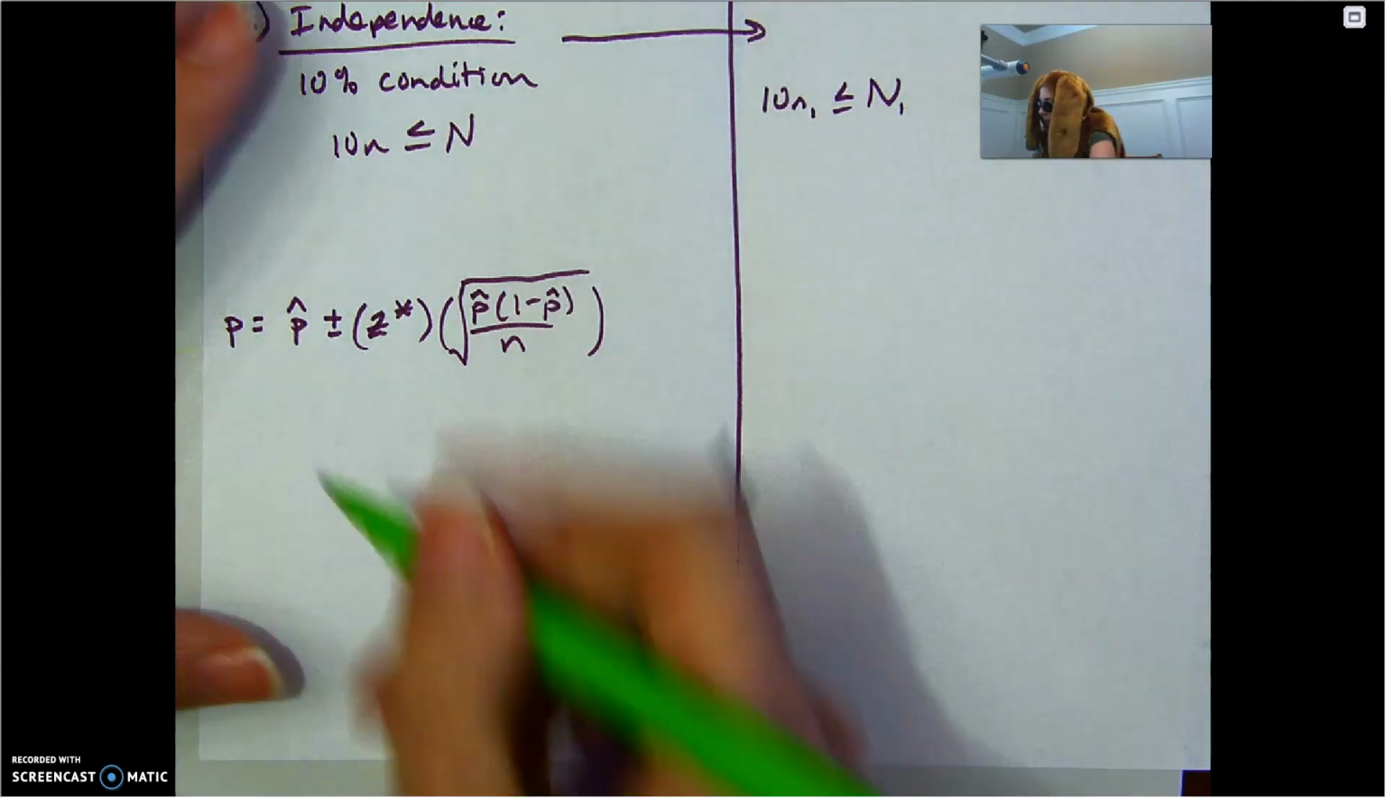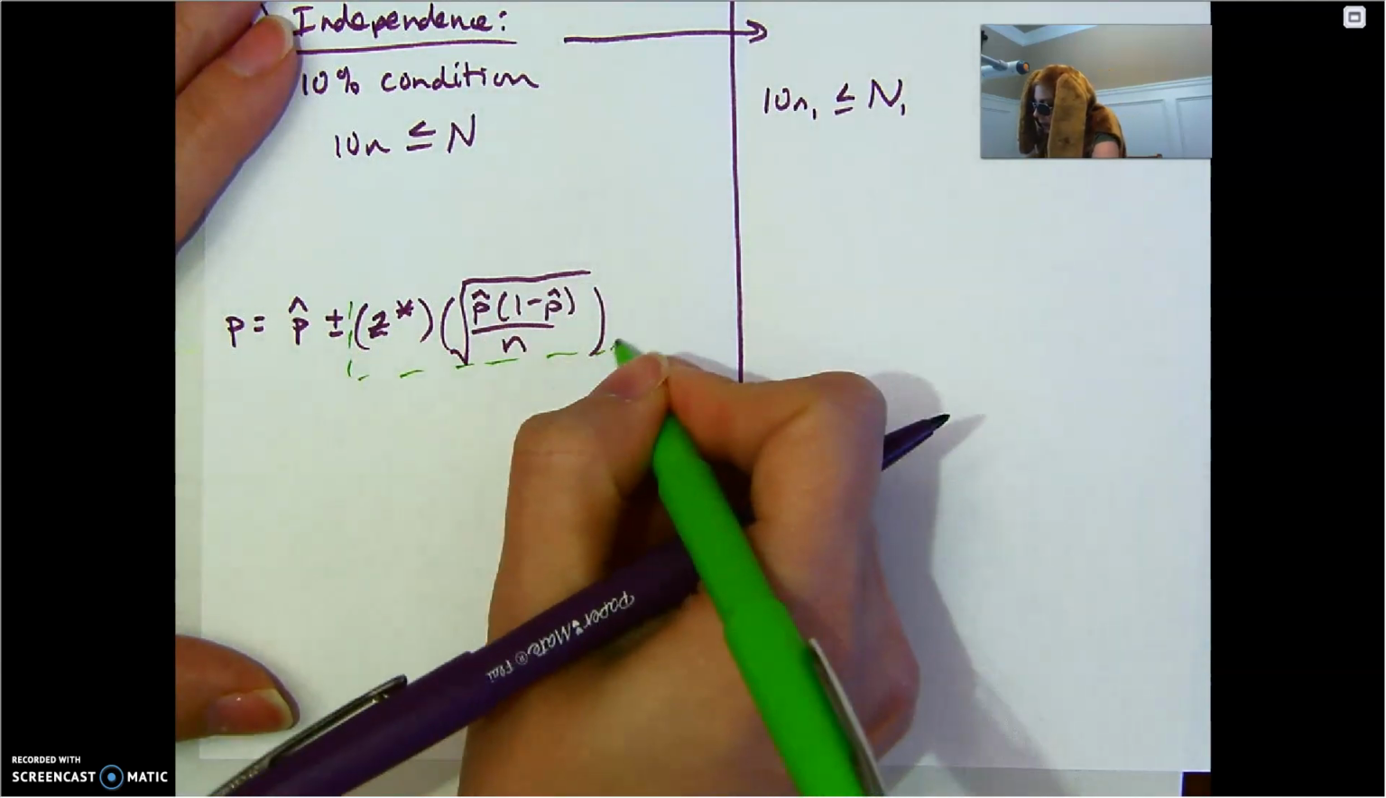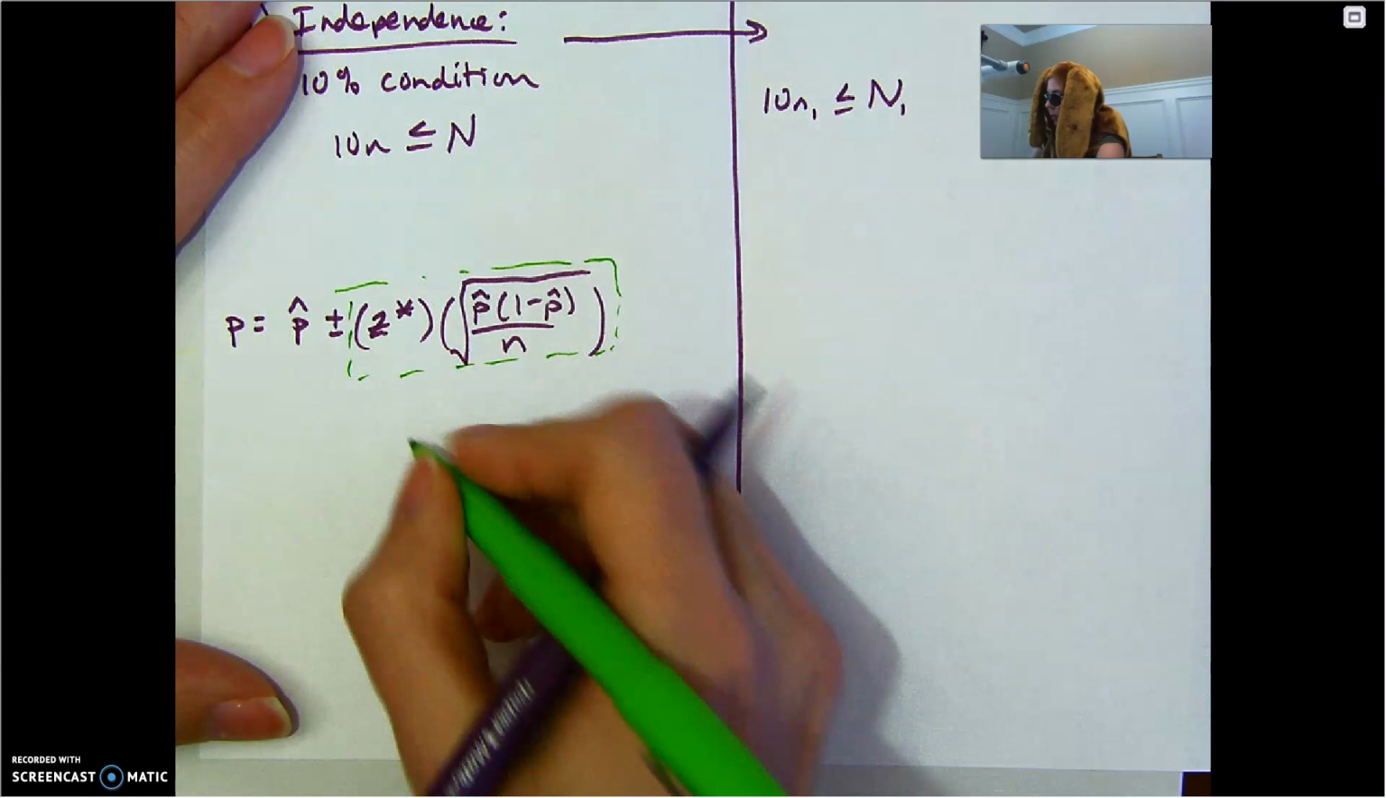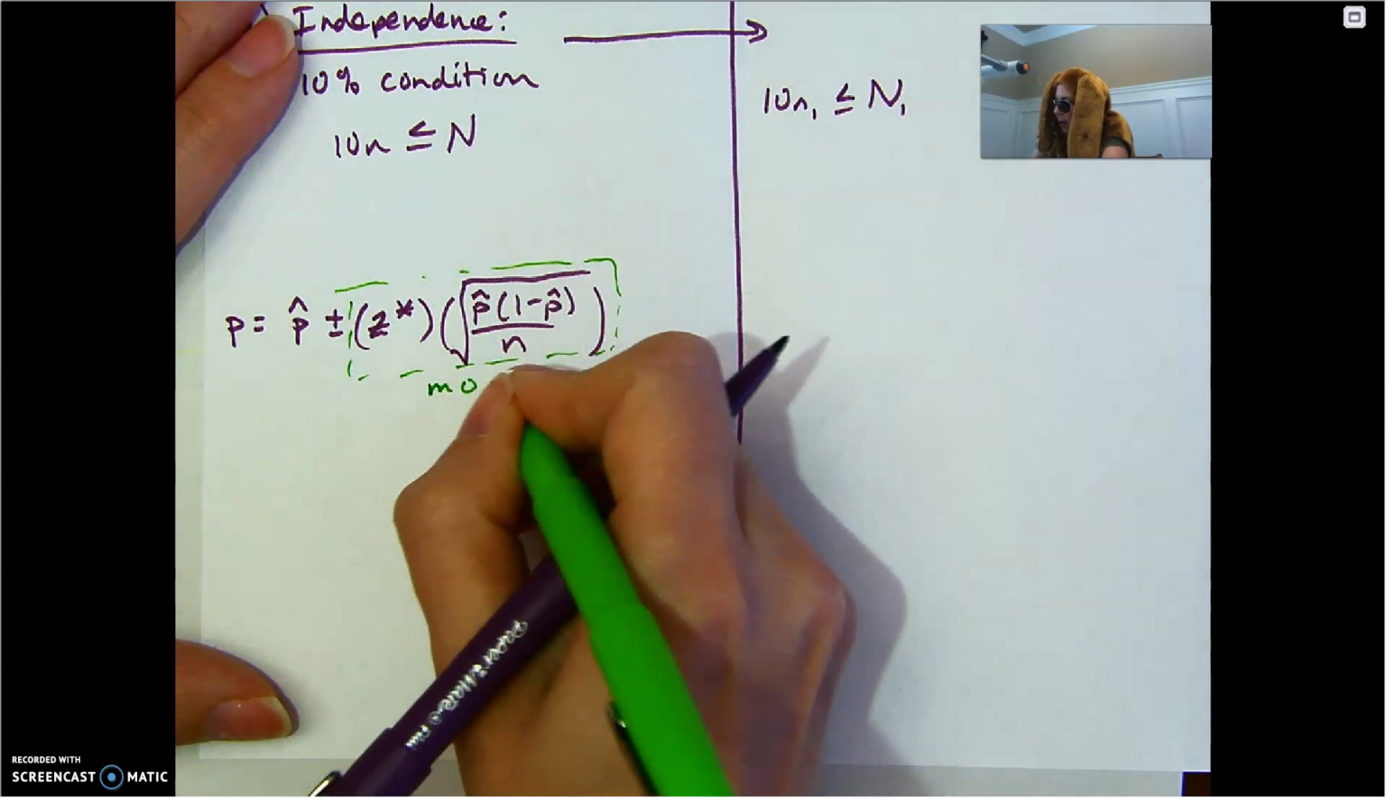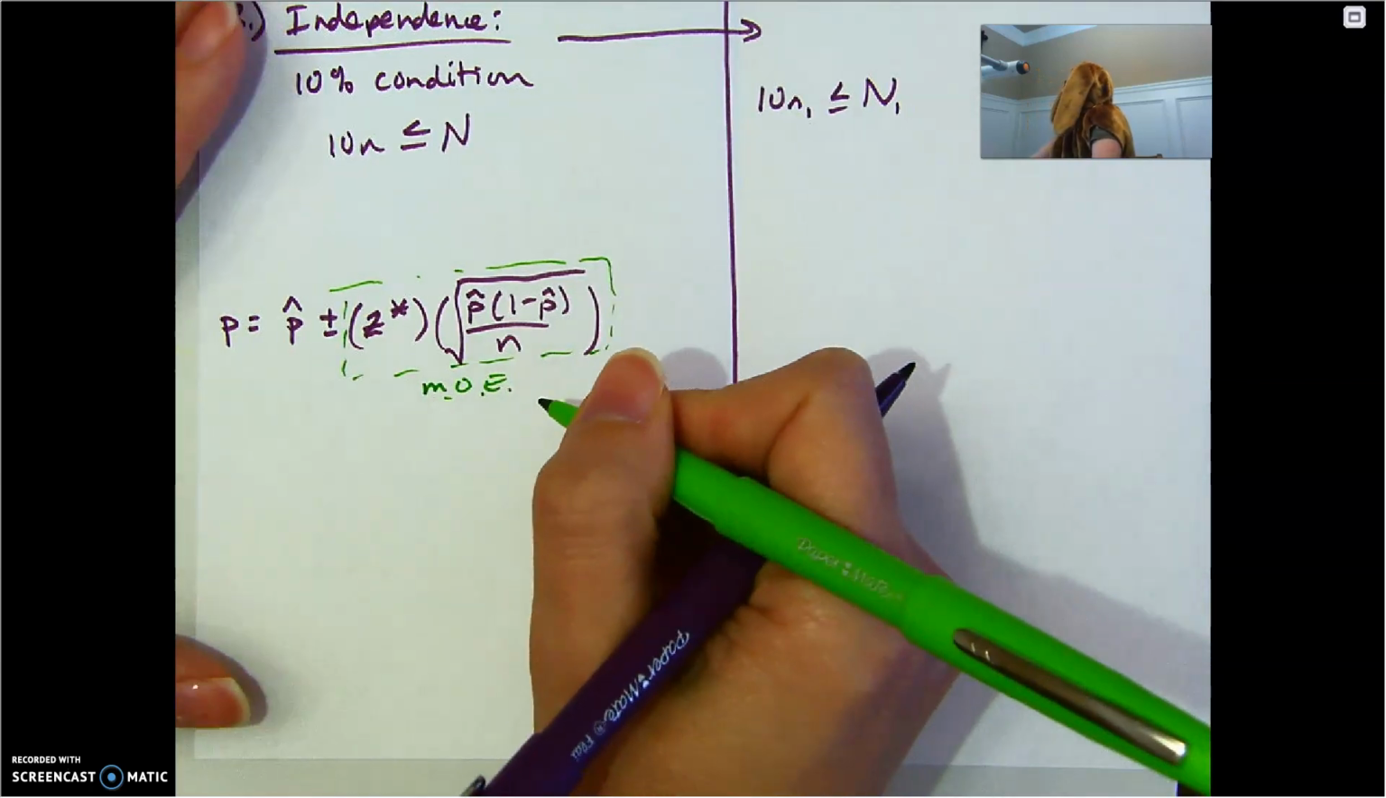Okay, so let's get a little bit of vocab on here so that you've got it. You don't have to keep flipping through notes. This is called the MOE.